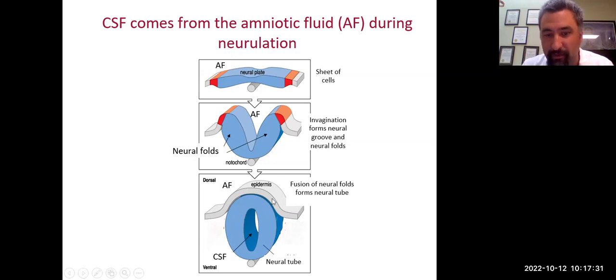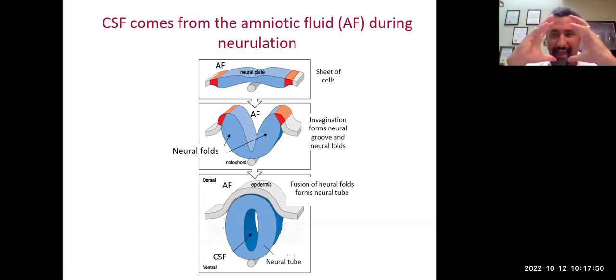This is the neural tube. This is what's going to give rise to your spinal cord, your central nervous system. And then in the middle here is like a hollow donut cavity. This is where the amniotic fluid that was bathing the top now becomes the cerebrospinal fluid.